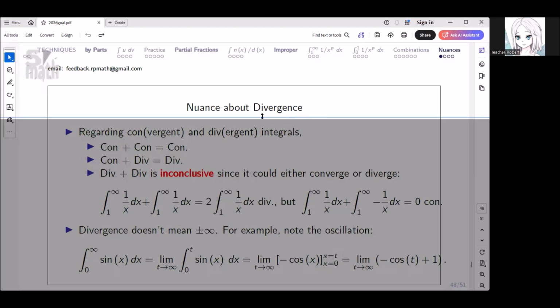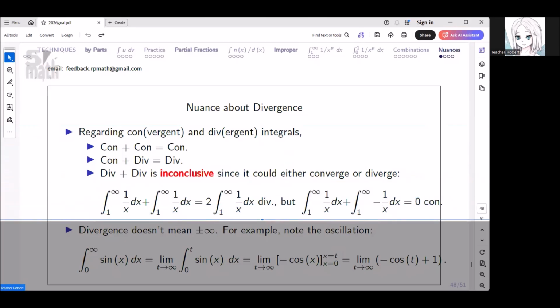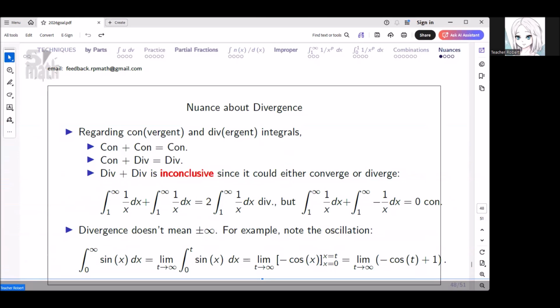Nuance about divergence. Regarding convergent and divergent integrals, convergent and convergent is convergent. Convergent and divergent is divergent. Divergent and divergent is inconclusive since it could either converge or diverge. The first integral diverges, but the second integral converges. Divergence doesn't mean positive or negative infinity. For example, note the oscillation. And we get the following.